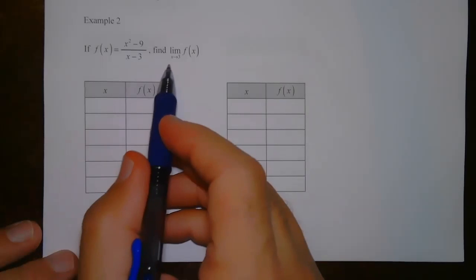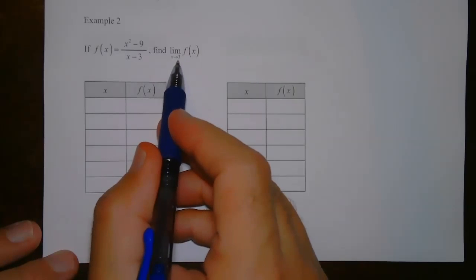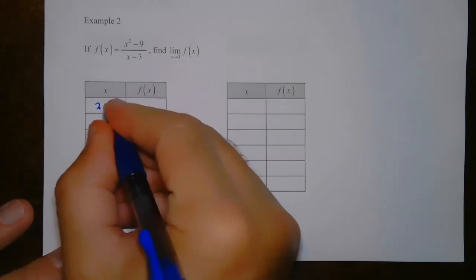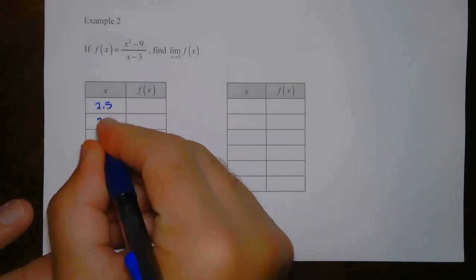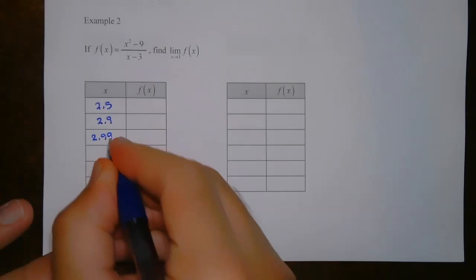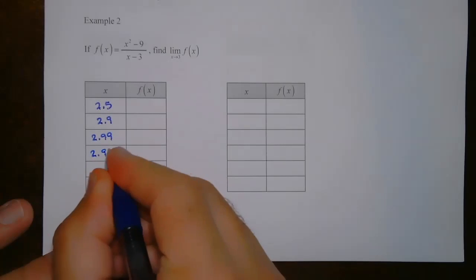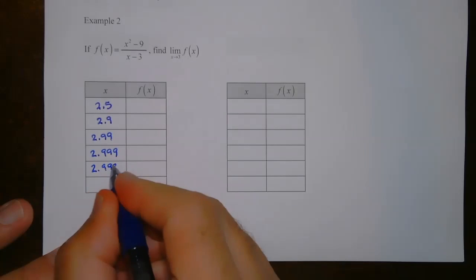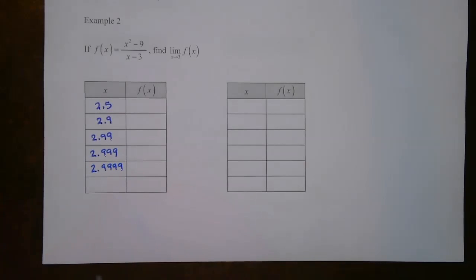All right, so we want to be to the left of 3, so 0.5 away, that'd be 2.5. And then we could get closer, 2.9, and then closer, 2.99, and then even closer, 2.999, and then even closer, 2.9999, and that's probably enough, okay?